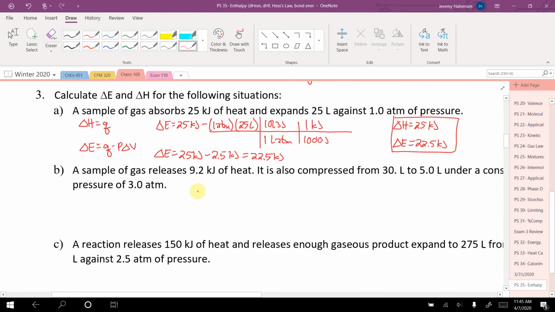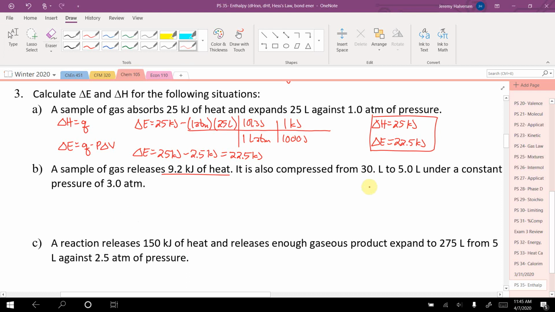Okay, sample of gas releases 9.2 kilojoules of heat. Well, there's my delta H. Also compresses from 30 liters to 5 liters under a constant pressure of 3 atmospheres. So change in energy is my heat. Oh, it releases, so that means it's going to be negative. So negative 9.2 kilojoules minus pressure. Change in volume. Change in volume is final minus initial.